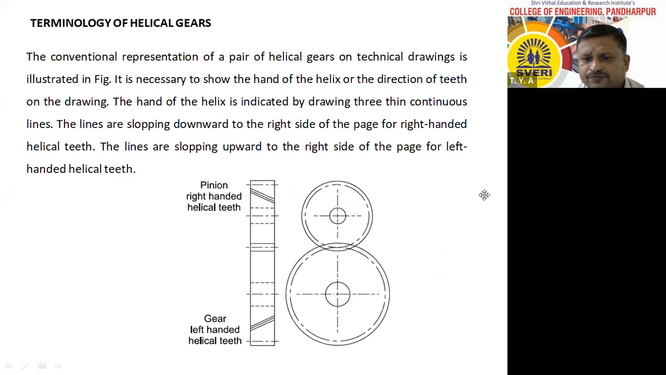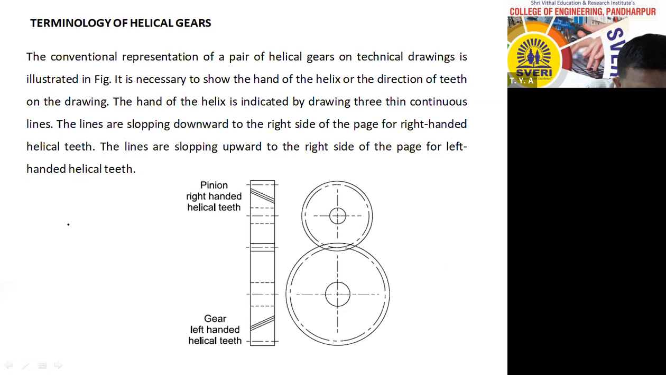Now, terminology of helical gear. The conventional representation of a pair of helical gears on technical drawings is illustrated in figure. Therefore, this is the conventional representation. I think you have studied in machine drawing, BIS conventions, how to represent helical gear, how to represent spur gear. Still, for your understanding, I will draw here.